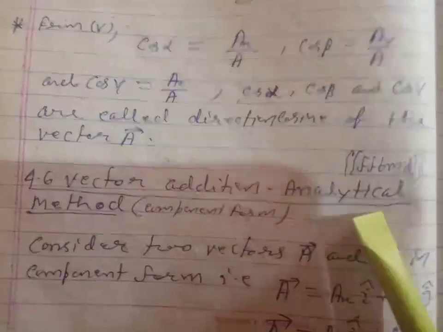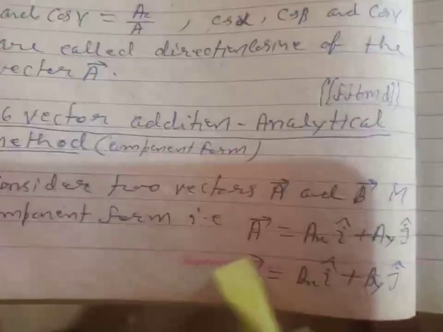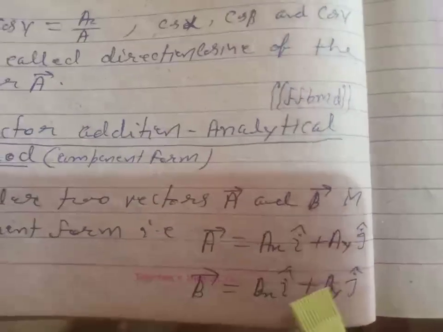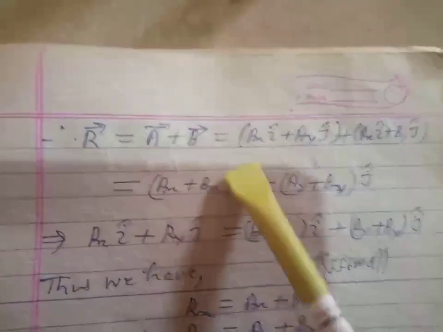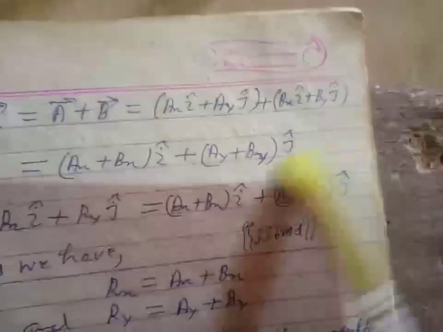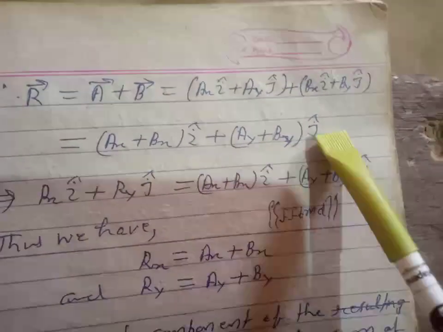Now vector addition, analytical method, component form. Consider two vectors A vector and B vector in component form, that is A vector equals ax i cap plus ay j cap and B vector equals bx i cap plus by j cap. Then the resultant of these two vectors, meaning the addition of the two vectors, is given by R vector equals A vector plus B vector equals ax i cap plus ay j cap plus bx i cap plus by j cap equals (ax plus bx) i cap plus (ay plus by) j cap.